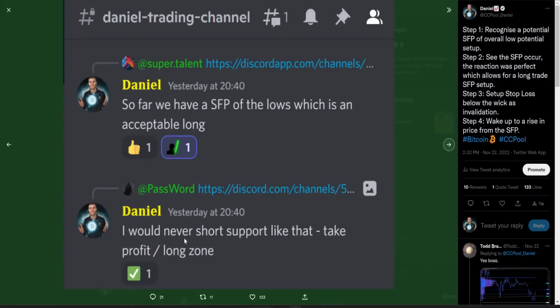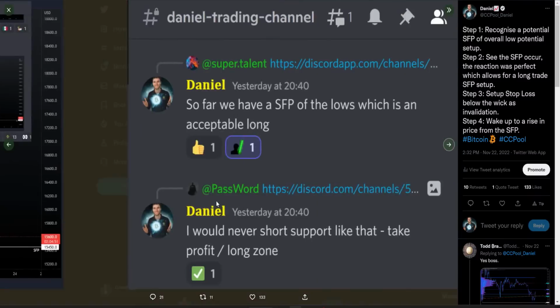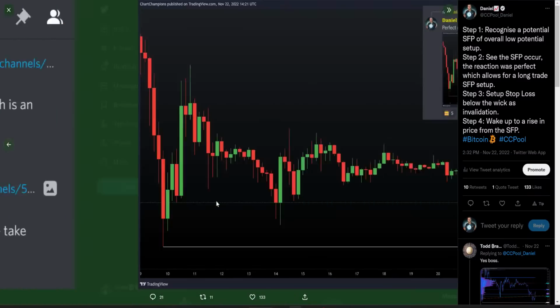And I was asked again, I would never short down support like this. This swing failure pattern is a big support zone. Okay, for me, this is a long trade. I would never short down here. The only thing that we can be doing is taking profits on our shorts or longing. This is the only thing that we can do, as we have just hit this swing failure pattern down at around 15,400. It's the only trade setup to be taken.